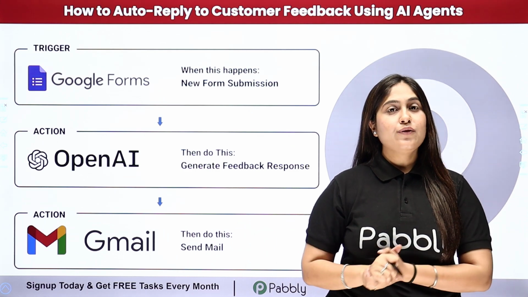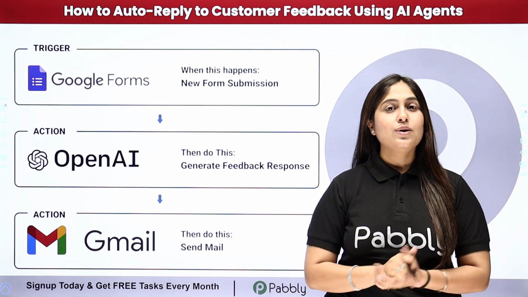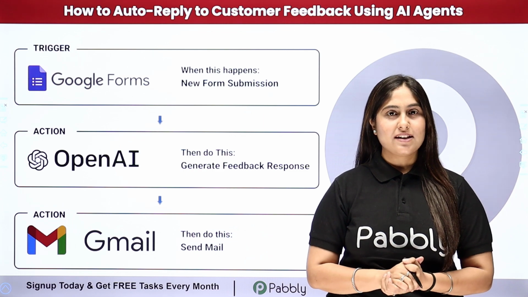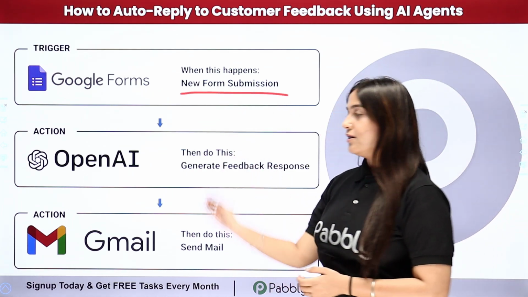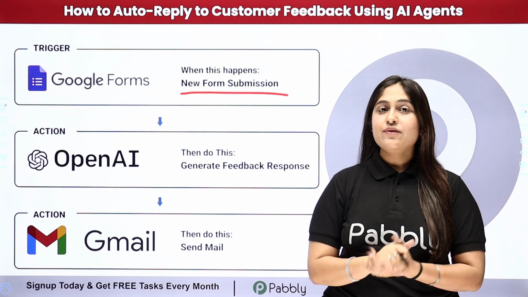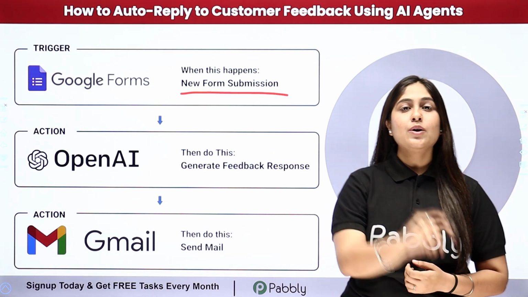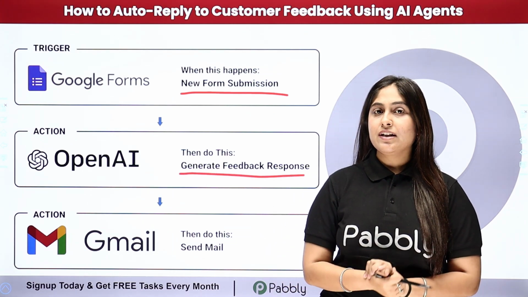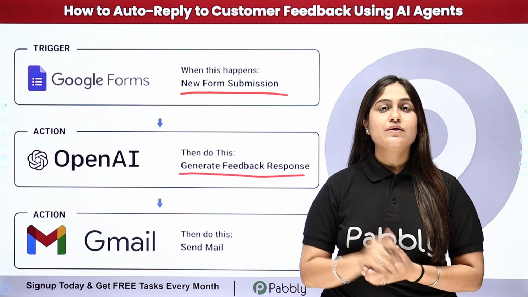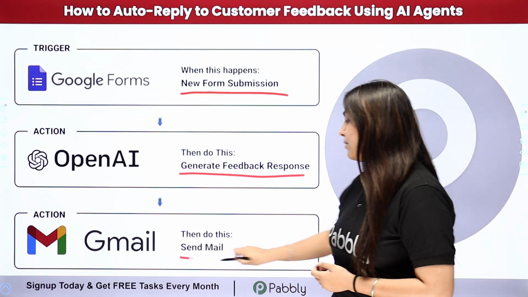So I am an owner of a retail chain store and I use Google Forms to get the customer feedbacks. So now here my objective is that whenever I receive a new form submission, then automatically using the feedback received through the customer, I want to generate a response for the same using OpenAI. And after generating the response, I want to share that response with my customer on their Gmail account.